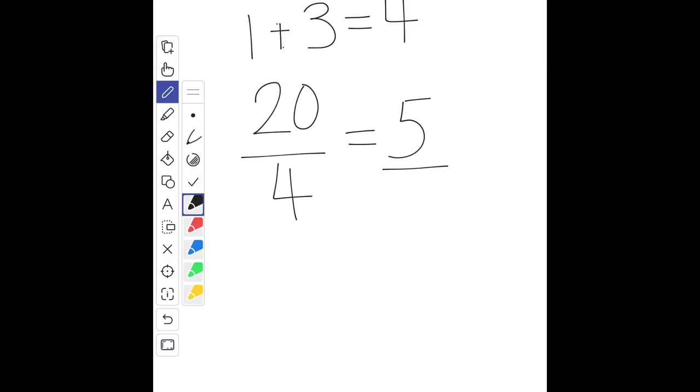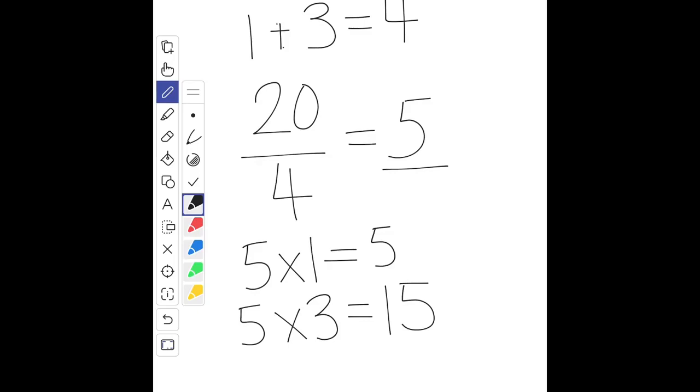We need to multiply this by the numbers that we're given in the ratio. So to work out how much squash there is, we'll need to do 5 times 1, which will give us 5. And to work out how much water there is, we'll do 5 times 3, which gives us 15. So we know there are 15 litres of water in the mixed squash recipe.